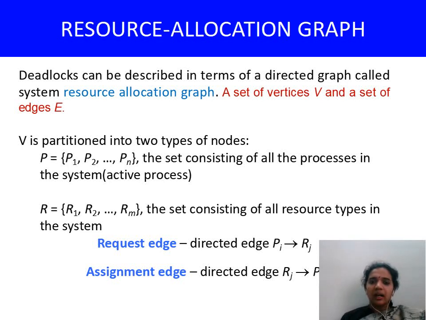Note that a request edge can be converted into an assignment edge by reversing the direction of the arc when the request is granted. However, you have to note carefully that the request edge points to the category box, whereas the assignment edge is from a particular instance dot within the box.